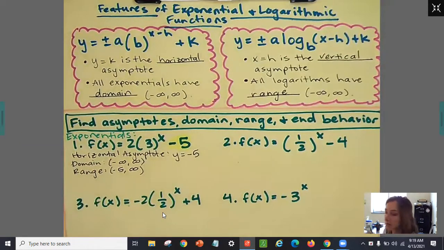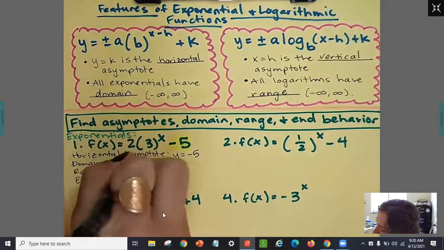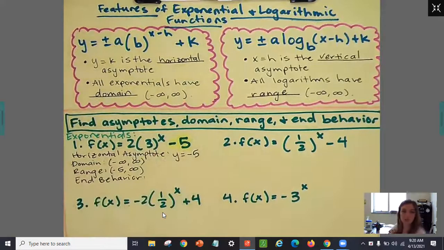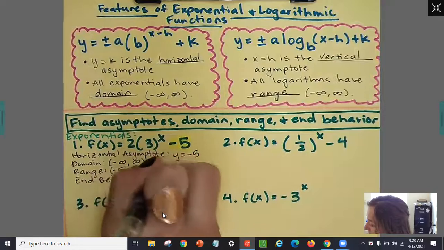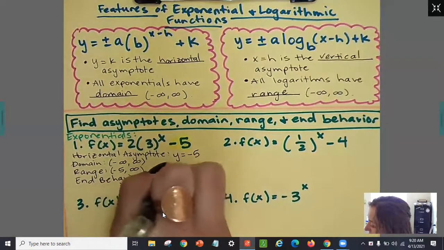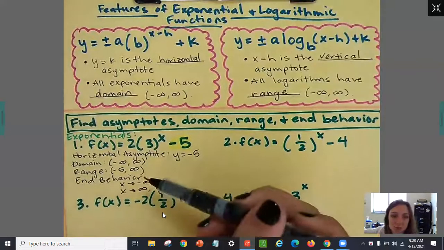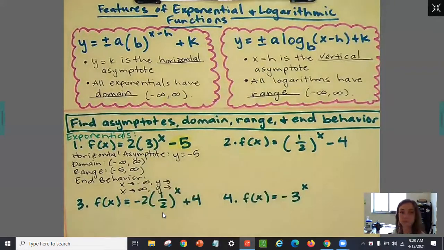Okay, now we're going to do our end behavior. And for exponentials, it is going to be from as x goes to negative infinity, y goes to something. As x goes to positive infinity, y goes to something. And the reason this is because we do have a domain of negative infinity to positive infinity, and domain are x values.